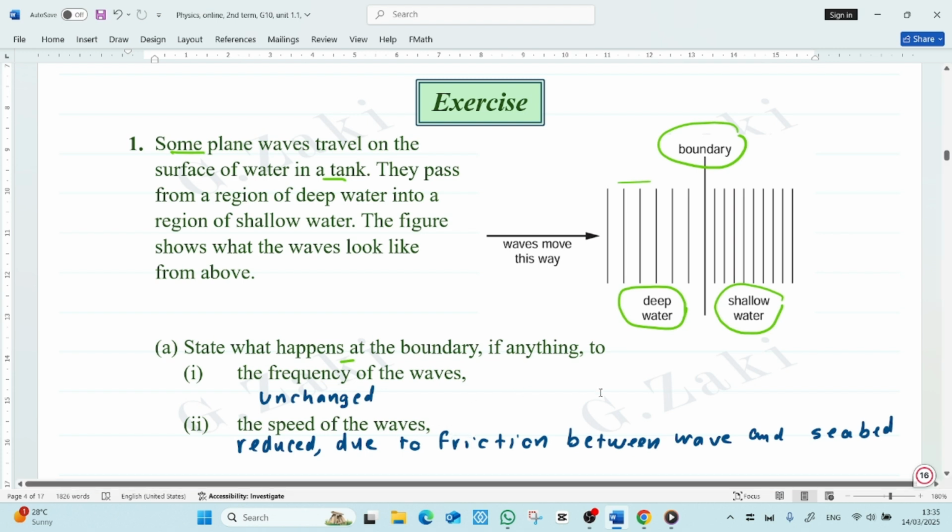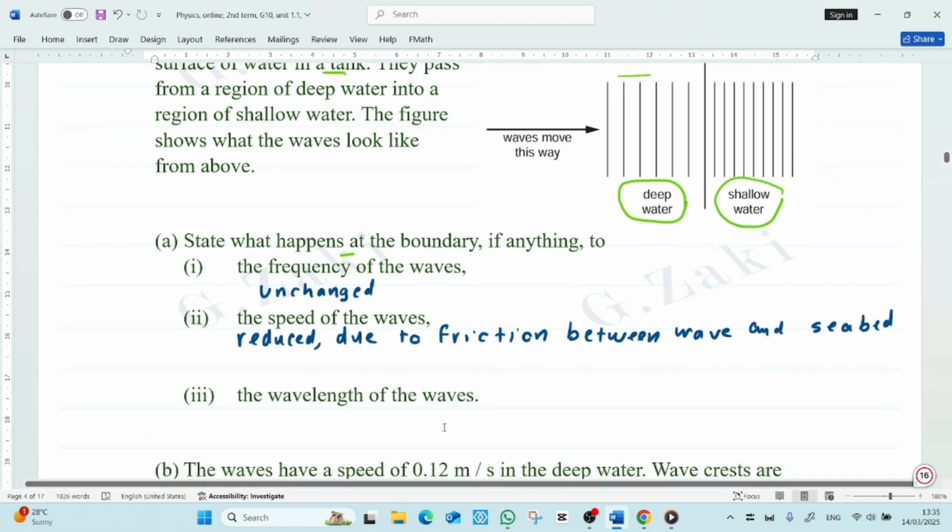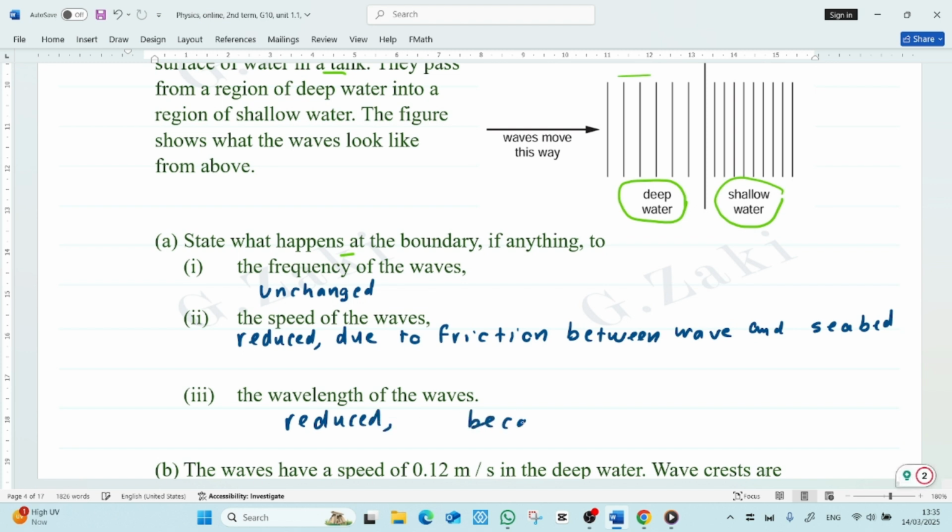So the speed is reduced. Now, next, what happened to the wavelength? It will be reduced. You can see that because the speed and lambda are directly proportional. If the speed is reduced, also the wavelength will be reduced. Why? Because the speed is directly proportional to lambda.